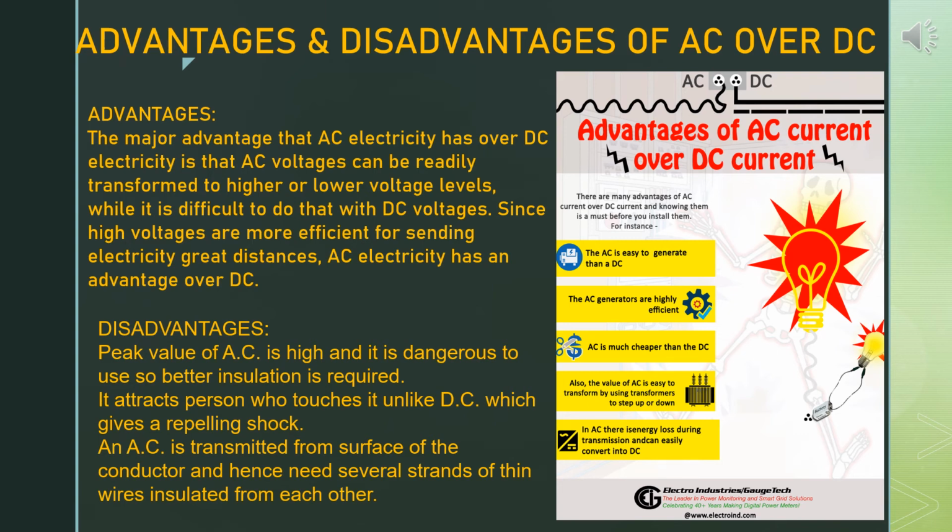Now see the diagram, advantages of AC current over DC current. Here are some points. First, AC is easier to generate than DC. Next, AC generators are highly efficient. Third, AC is much cheaper than DC. Fourth, the value of AC is easy to transform by using transformers to step up or down. And the last one, in AC, there is little energy loss during transmission and it can easily be converted into DC.